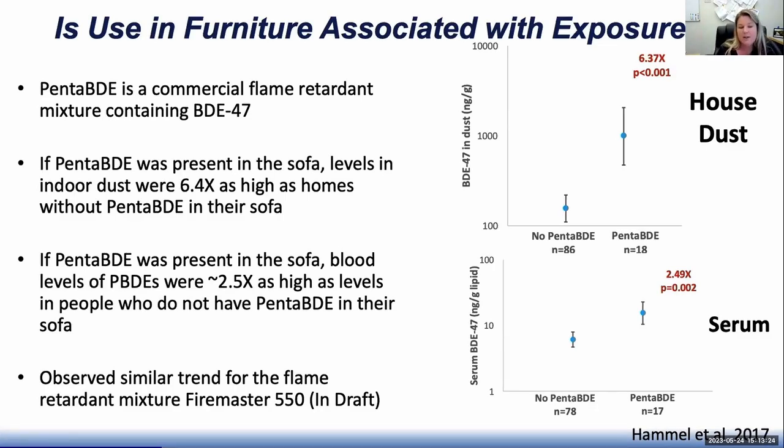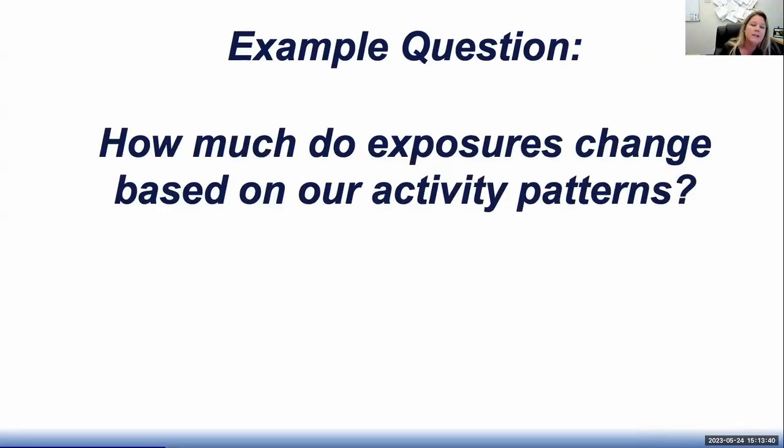We are continuing to work on this, and we've observed similar trends for this relationship with PBDEs in the children's cohort. And we also are looking at some of these alternate flame retardants like Firemaster 550, and again, observing a similar trend in relationship with furniture. So it's showing its importance.